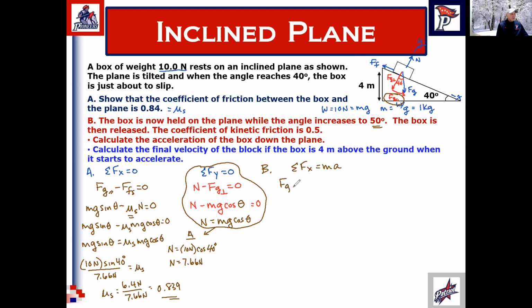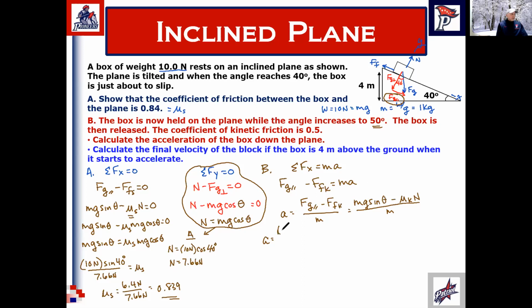We have Fg parallel minus the force of kinetic friction equals ma. We're trying to solve for a. So what if I kind of do this? Fg parallel minus F of friction kinetic, and I'm dividing by m. All right, well, how do we calculate Fg parallel? We know it's mg times sine of theta. How do we calculate friction? It is the coefficient of kinetic friction times the normal force, all divided by m.